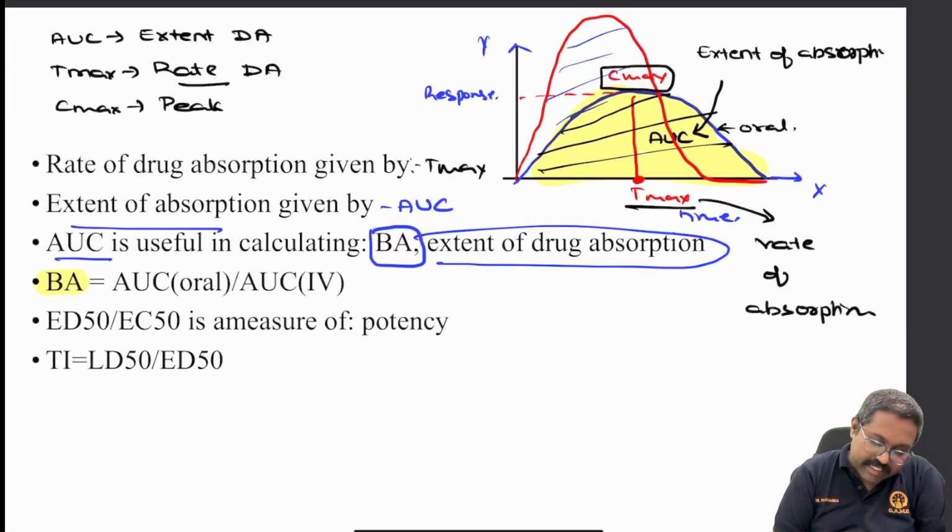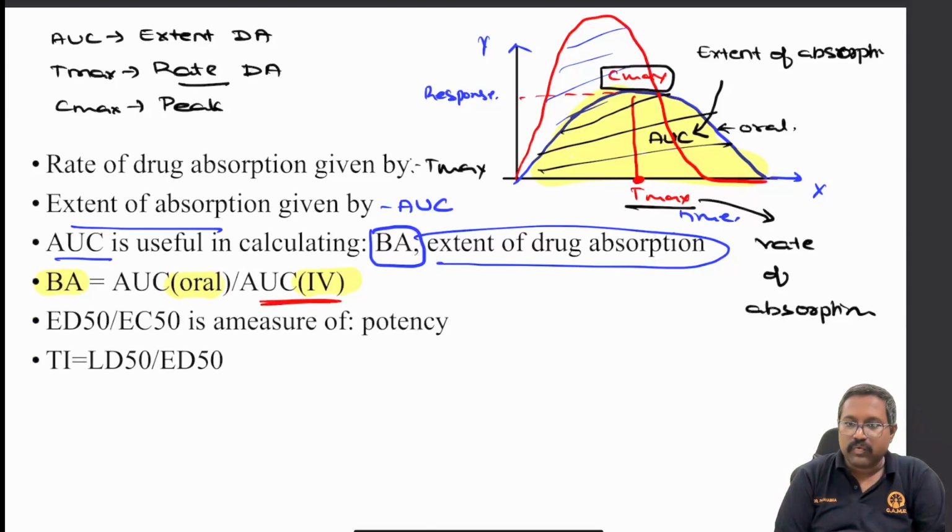So it is represented by area under the curve of the oral route as the numerator, and area under the curve below is the denominator, that is IV. So area under the curve divided by area under the curve IV. This part will remain constant, area under the IV. This is the constant or the standard thing that will be taken.